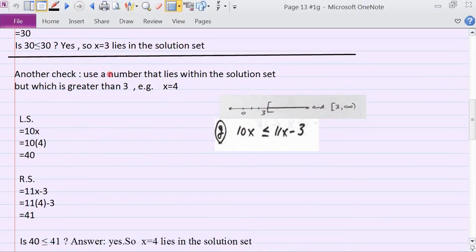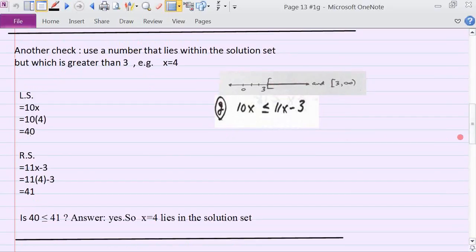Okay, we're going to use a number in a second check. None of these are obligatory, but they help us confirm what we found as the answer. So we're going to use a number that lies in the solution set, but which is greater than 3. So one of the easiest numbers to choose would be 4. It's right about here. It lies within the solution set, and we go through the same thing that we did last time. In other words, put x equal to 4 right here, x equal to 4 right here, and ask ourselves whether this inequality still holds true.